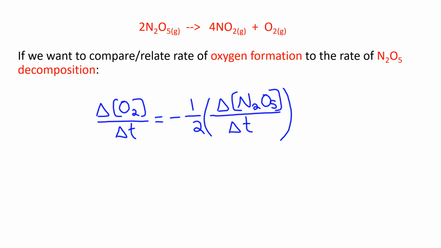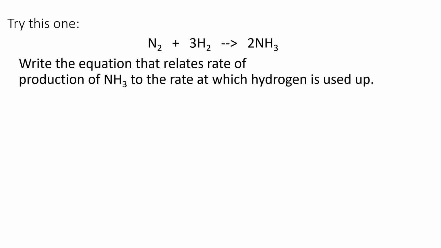All right, so here's one for you to try to see if you can do this on your own. A different equation, nitrogen and hydrogen coming together to make NH3. Write the equation that relates the rate of production of NH3 to the rate at which hydrogen is used up. So go ahead and pause, look at your previous example, and see if you can write an equation for that.